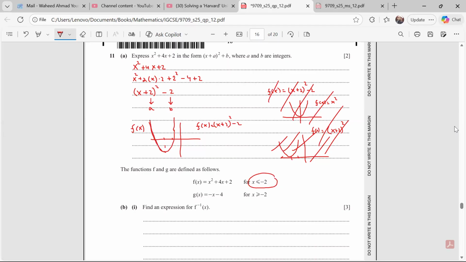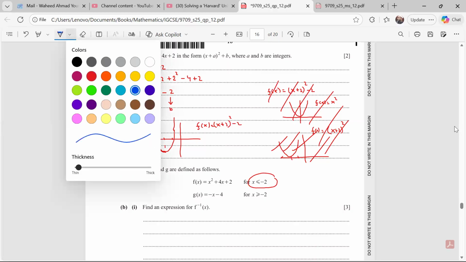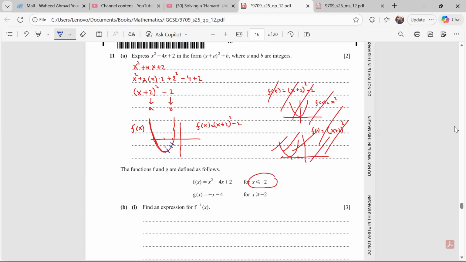Why is it important? Because we have to talk about f inverse, and f inverse can be taken only for functions which are 1 to 1. This is 2 to 1: two different values have the same value of y. So that's why we are trying to get rid of this portion. Let me give you some other color. So this is not included in our function. My function f of x is only from here to here, so x is less than minus 2.